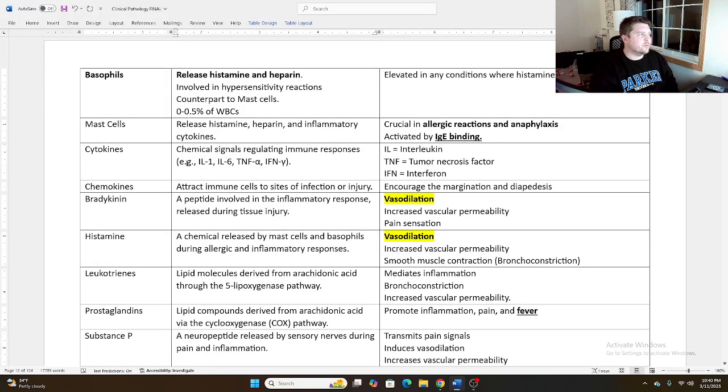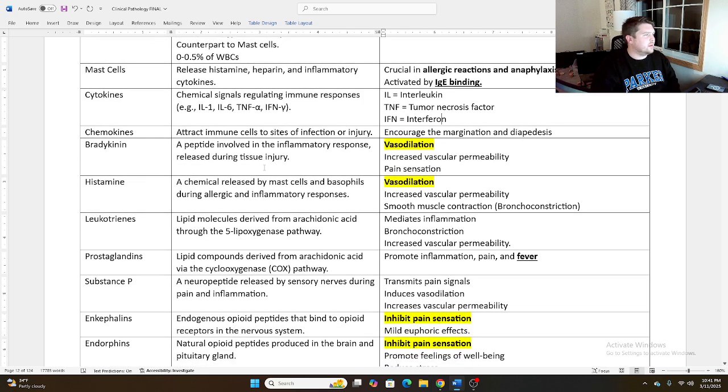Cytokines, don't worry too much about the specific cytokines. There's a bunch of them, and honestly, it's not worth our time to memorize every single one of them. We want to know the abbreviations though. IL is interleukin, TNF, tumor necrosis factor, IFN, interferon. I'm going to skip through a couple of these and just point out the most important thing. Bradykinin does vasodilation. Histamine does vasodilation, but also bronchoconstriction. A lot of people get that mixed up, so don't be one of those people.